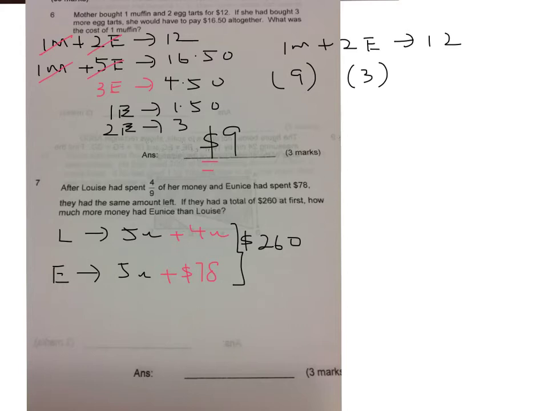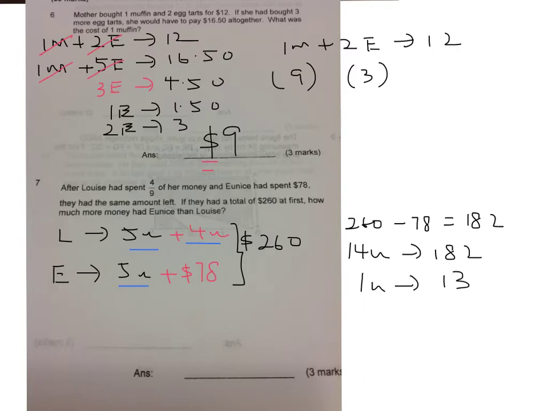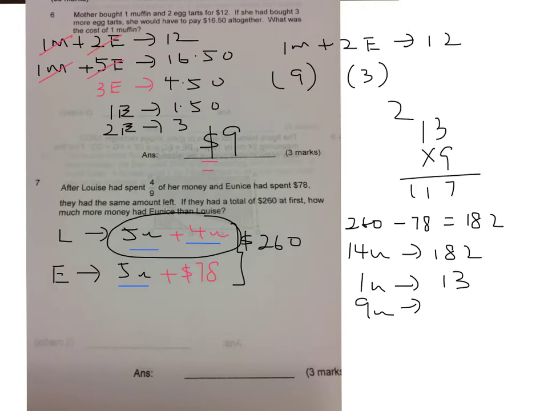If you look carefully, you take 260 minus away 78, that will give us 182. So 5 plus 5 plus 4, that's 14 units. So 14 units give you $182, and 1 unit will actually be $13. So let's find out how much Louise had at first. Louise at first would have 5 plus 4, which is 9 units. So 13 times 9 is 117. So Louise at first would have $117.